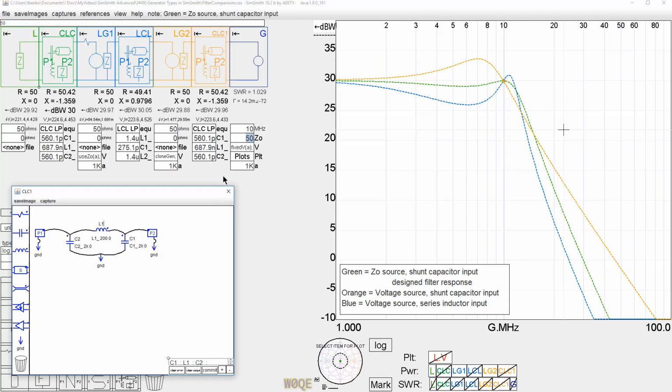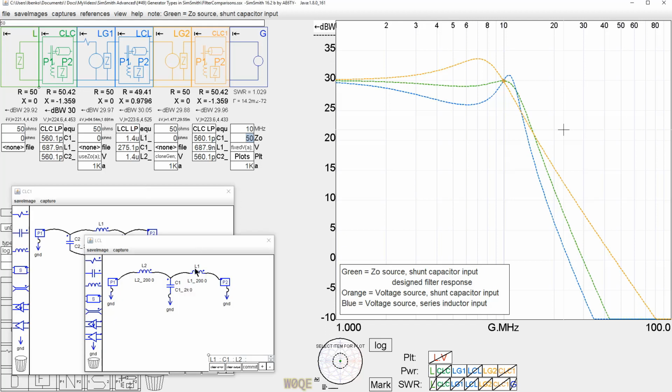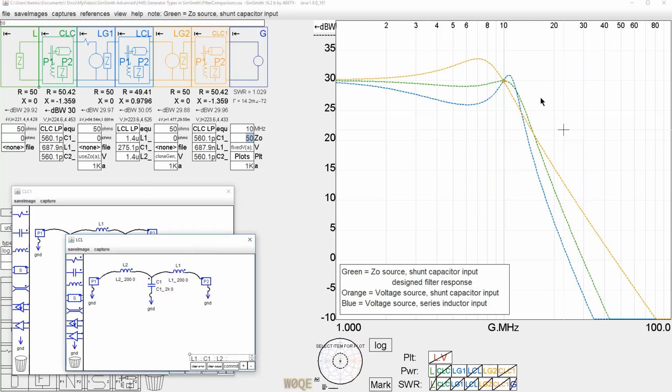So that's the kind of thing you want to be cognizant of: if I have a source impedance that's very, very low or very, very high, one of these filters may be better for your attenuation. It's easier to get attenuation with them. But nevertheless, the point I'm trying to make is that this circuit, which has a capacitor input, and this circuit here, which has an inductor input, have different responses.